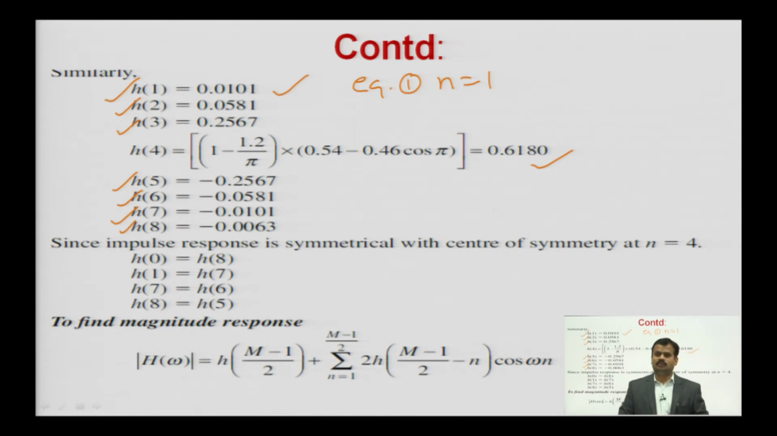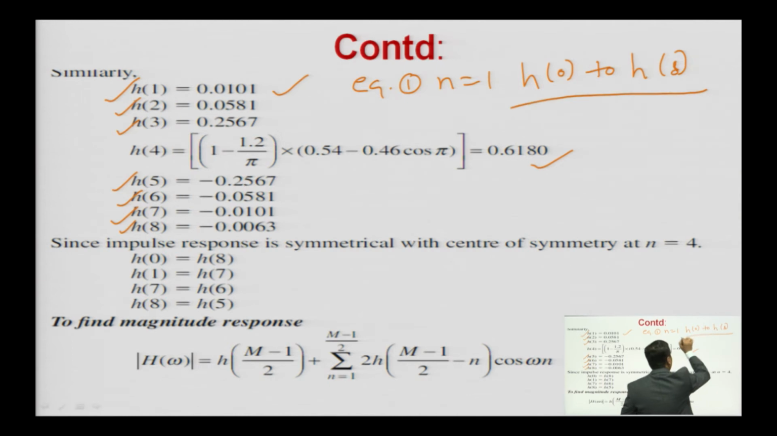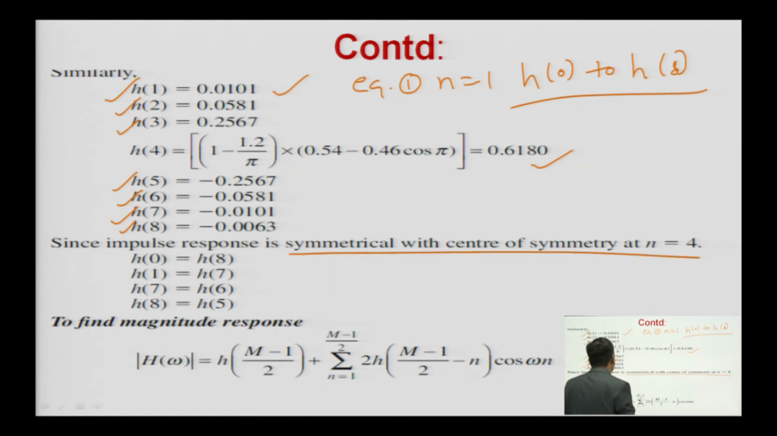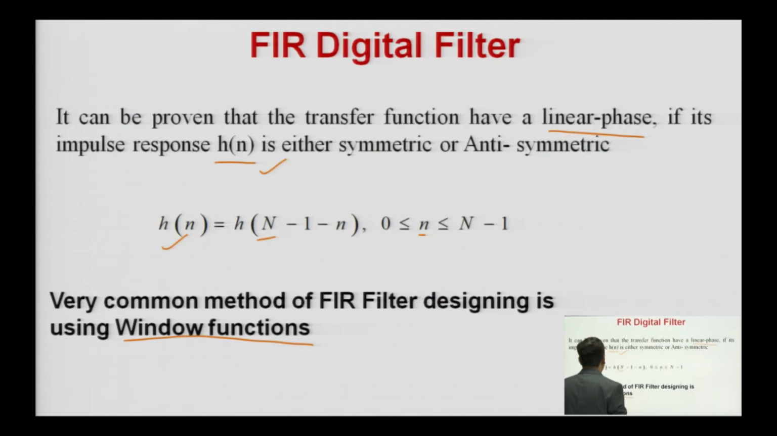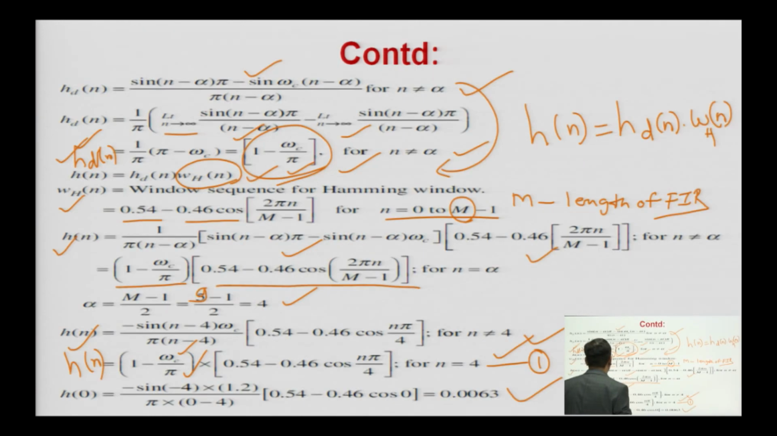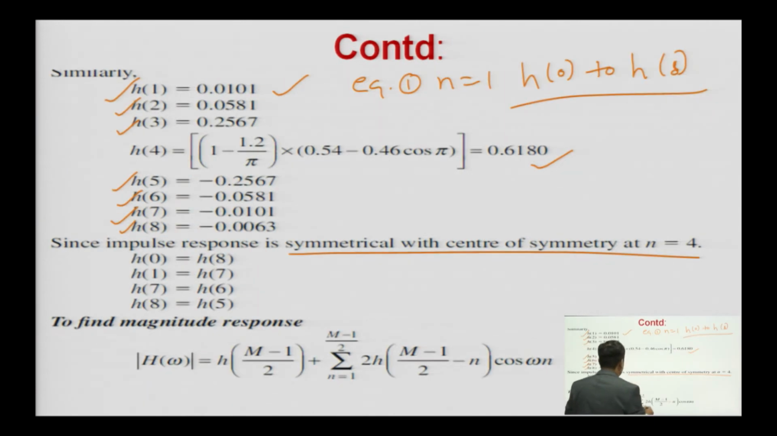here. Why? Because the length of your filter is 9. So, you require h 0 to h 8. So, these 9 filter coefficients you require here. Okay. Since the impulse response is symmetrical with center of symmetry n equal to 4, you know the condition here. What is the condition here? You know this condition, h of n is equal to this one.